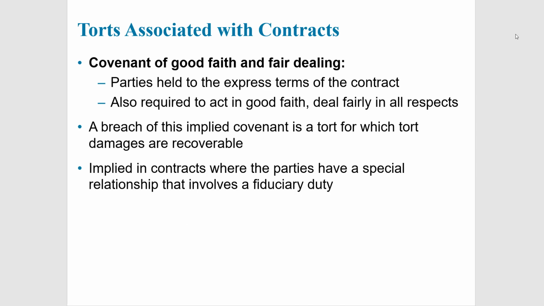The second tort is a breach of the covenant of good faith and fair dealing. This is an implied covenant, meaning it's not expressly stated in the contract, probably. But it means that the parties are held to the express terms of the contract. It requires all parties involved to deal fairly in all respects. A breach of this implied covenant is a tort for which damages are recoverable. It is implied in contracts where the parties have a special relationship that involves a fiduciary duty. So this could be an insured party with an insurance company. It could be an attorney-client. It could be a CEO or a member of a board of directors with their company. There are a lot of types of relationships that involve that fiduciary duty.